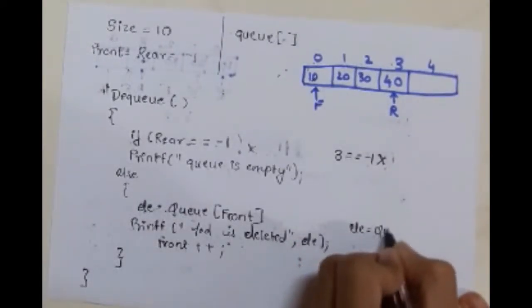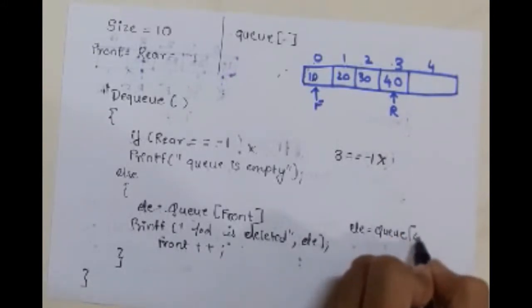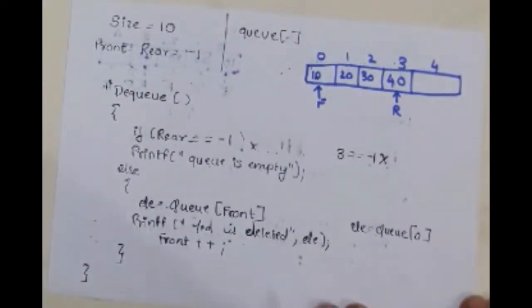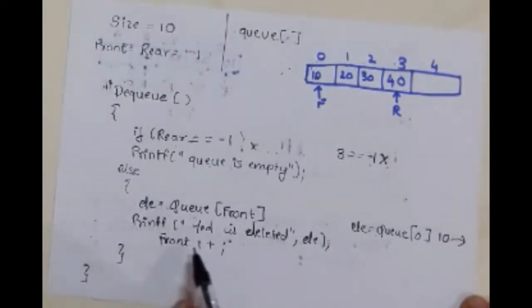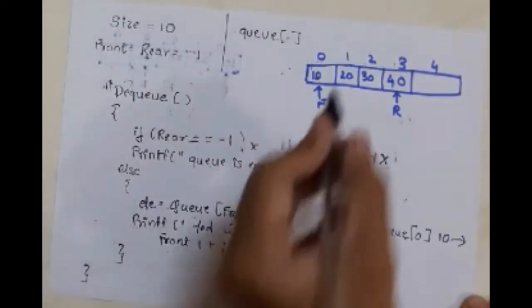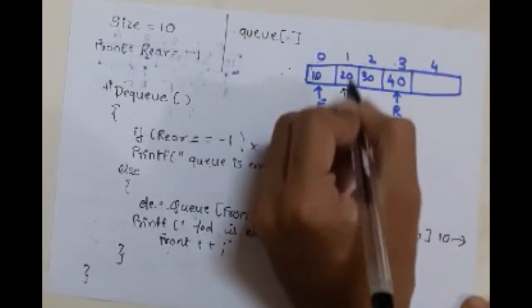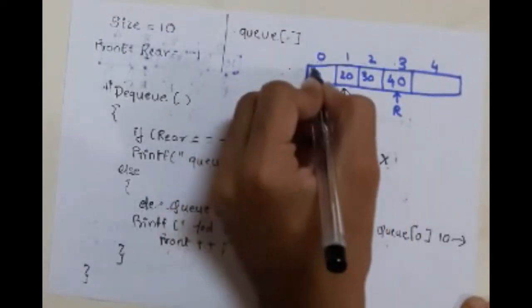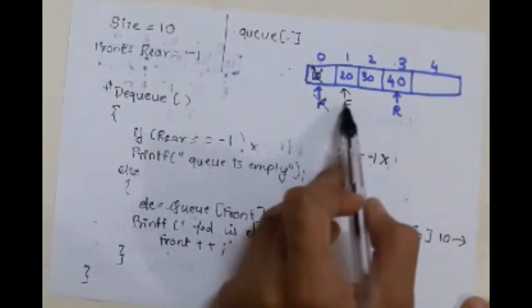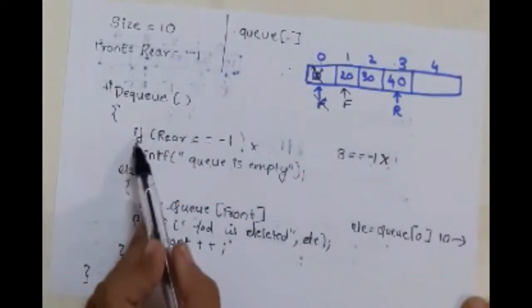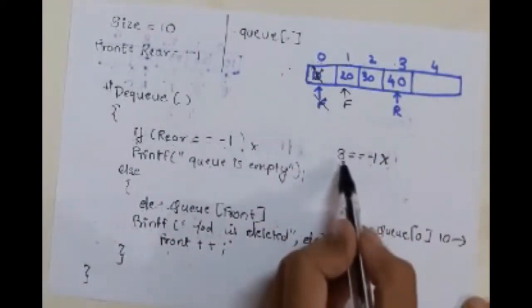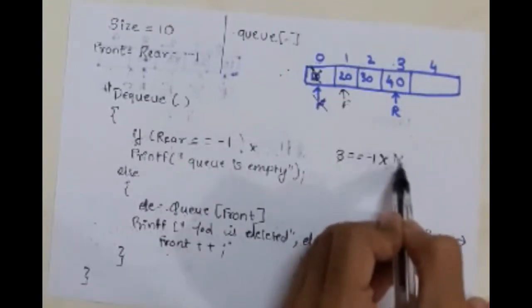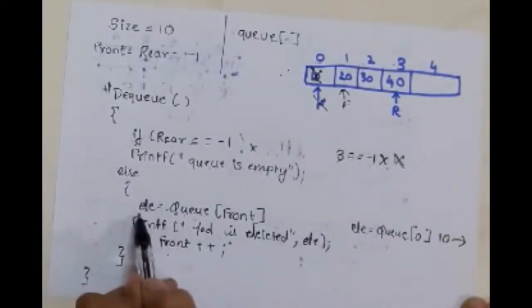Element equals Q of 0, and at the 0th position, 10 is present. So 10 will be removed from the Q. After removing 10, front will be incremented. Now front will point to one location. Now 10 is deleted and front is pointing to this location. Again we will check the condition, rear equals minus 1. Rear is constant, rear is 3. So 3 equals minus 1? No. Condition not satisfied. Again it will enter into the else part.